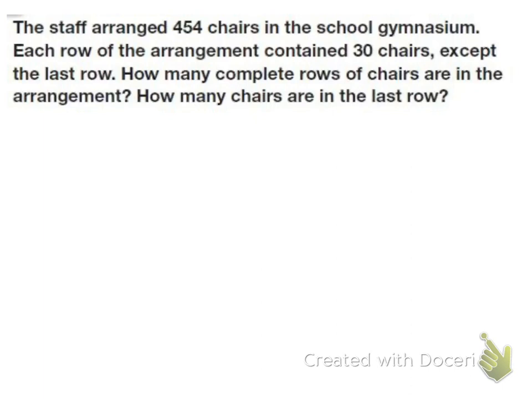Okay. So in this problem, the staff arranged 454 chairs in the school gymnasium. Each row of the arrangement contained 30 chairs, except the last row. How many complete rows of chairs are in the arrangement? How many chairs are in the last row? So we're going to take the 454 and divide it by 30.